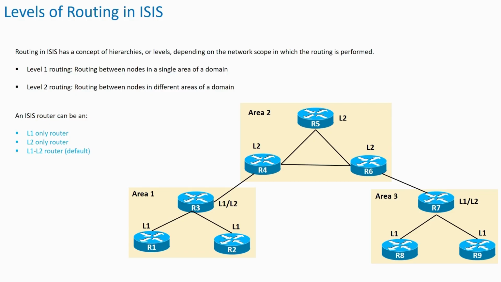Let's consider a sample topology. This topology has three areas. Router 1, router 3, and router 2 belong to area 1. Router 4, router 5, and router 6 belong to area 2. And router 7, router 8, and router 9 belong to area 3. Router 1, router 2, router 8, and router 9 are L1 routers. Router 3, router 7 are L1 L2 routers, and router 4, router 5, and router 6 are L2 routers.